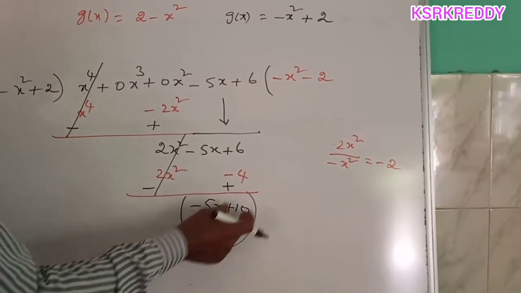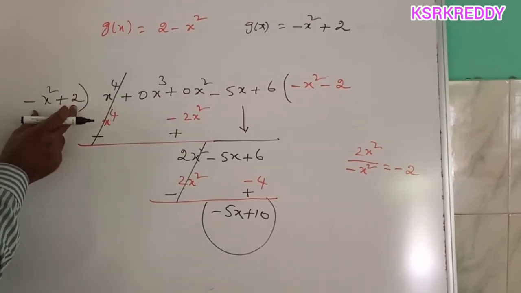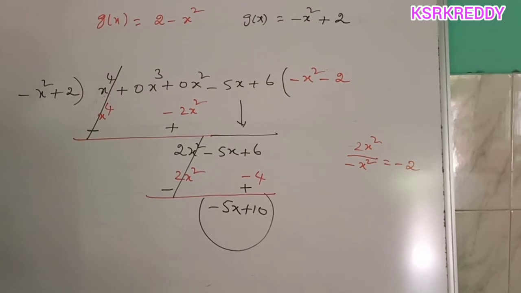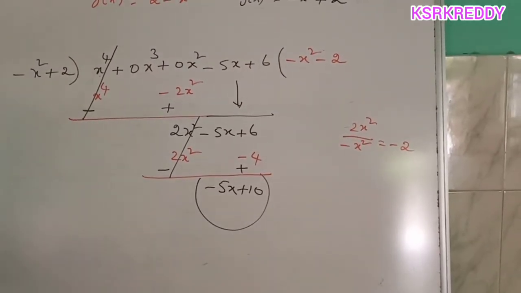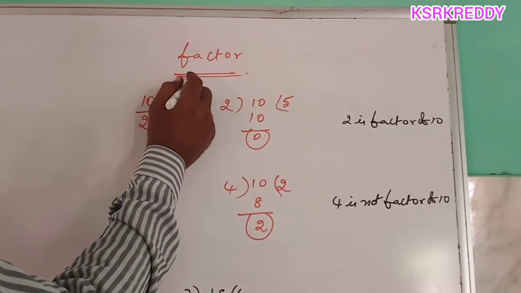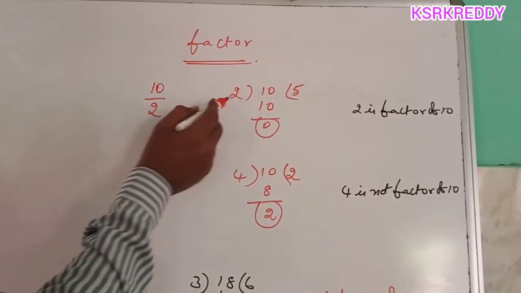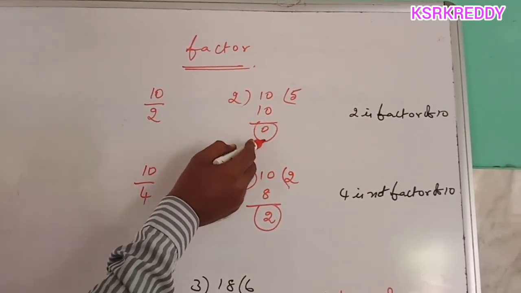It is a remainder, it is a coefficient, it is a dividend, it is a divisor. Dividend is equal to divisor into coefficient plus remainder. Apply that, substitute, and find the value. What is the factor? 10 by 2. How many times does 2 go in 10? 5 times. Remainder is 0.